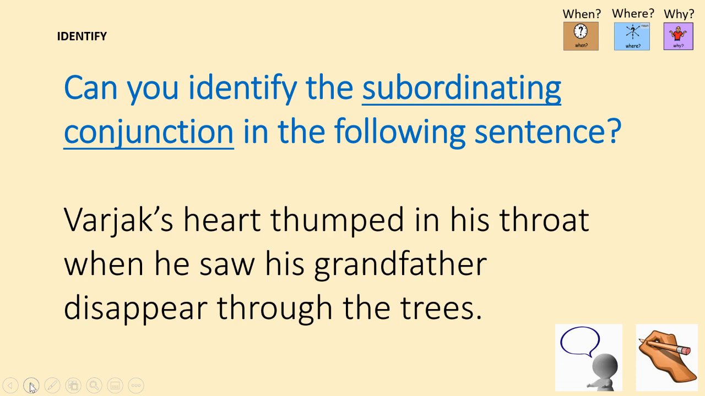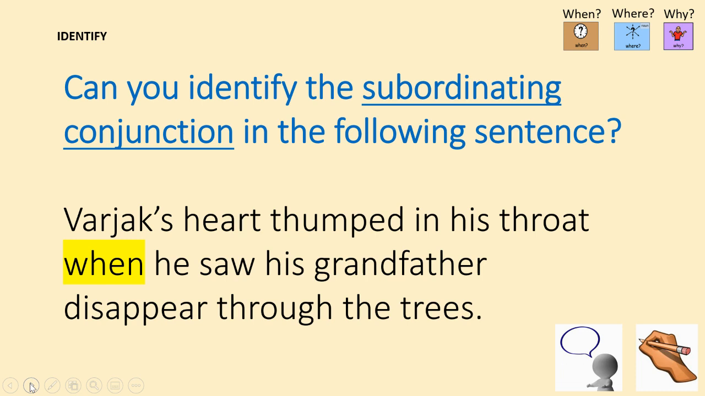We've got another sentence, and I want you to try and identify the subordinating conjunction here. Let's read the sentence together. Varjak's heart thumped in his throat when he saw his grandfather disappear through the trees. Okay, so who's identified the subordinating conjunction? Say it out loud and quickly write it down. You should have it written down, and it is when. There is the subordinating conjunction.